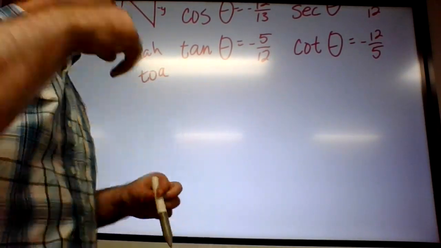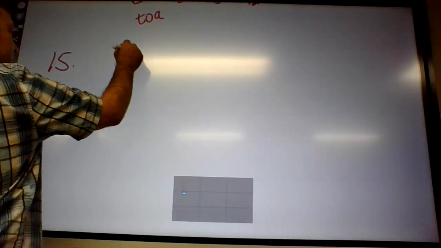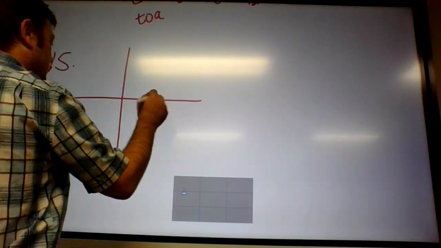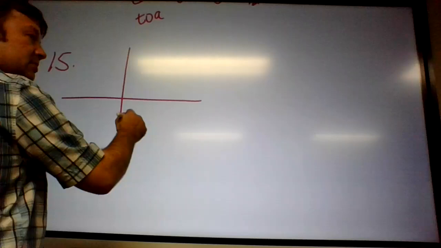Where is pi? What's between pi and 2 pi? What quadrants would that be? 3 and 4. So, in this region.